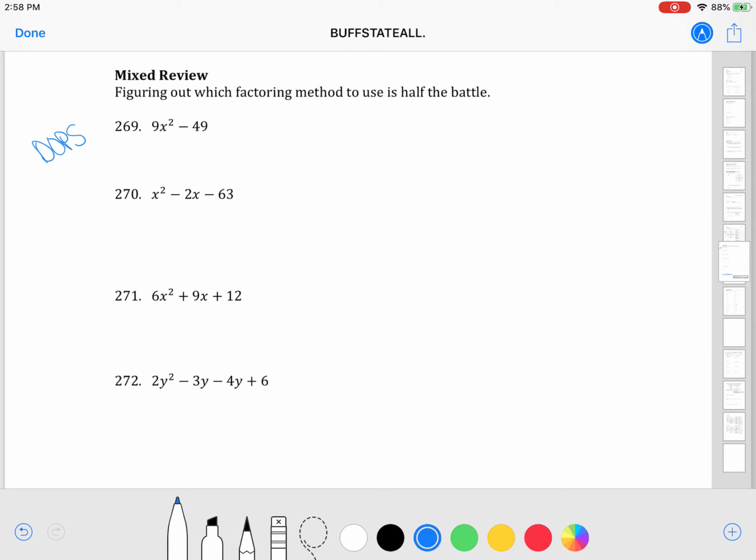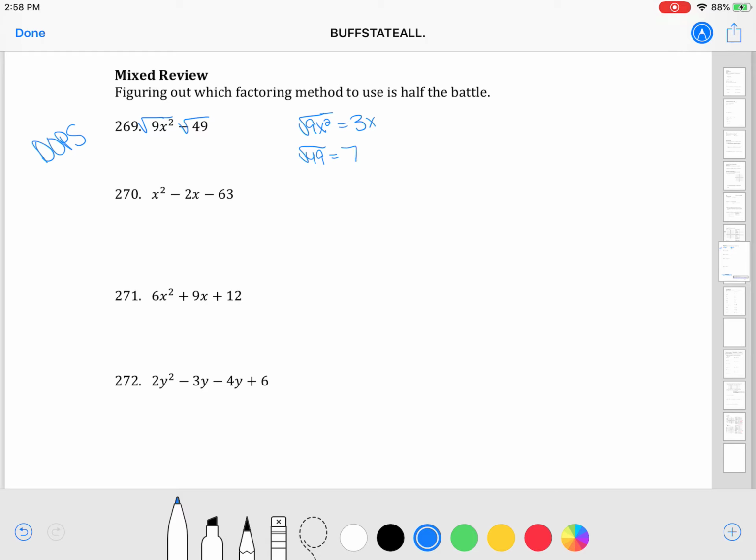Now, it's been a long time since we did DOPS. Big review from the last video. To start DOPS, you take the square root of each of those terms. Now remember what the square root is asking you. It's asking what times itself will get you that number under the square root. So in other words, for this first one, what times itself will get you 9? Well, the square root of 9 is 3. What times itself will get you x squared? X. So the overall square root of 9x squared is 3x.